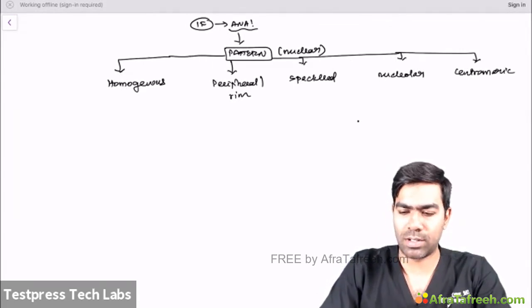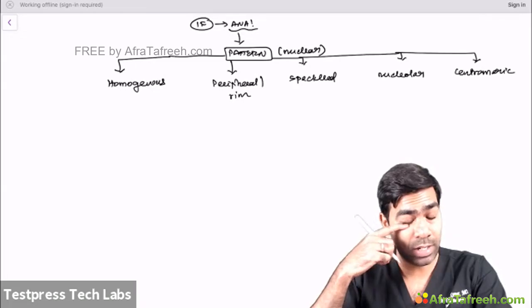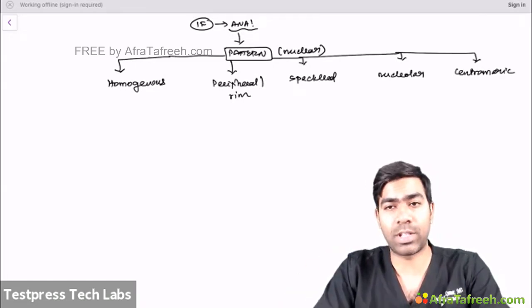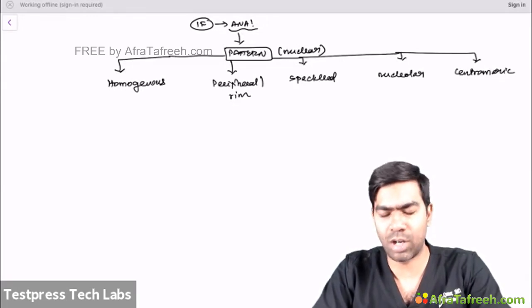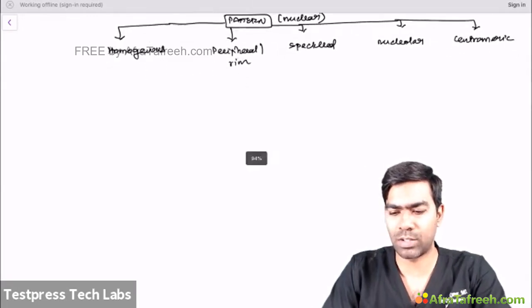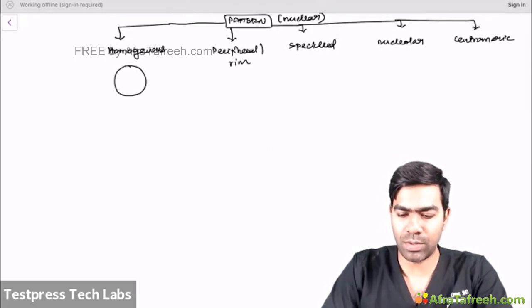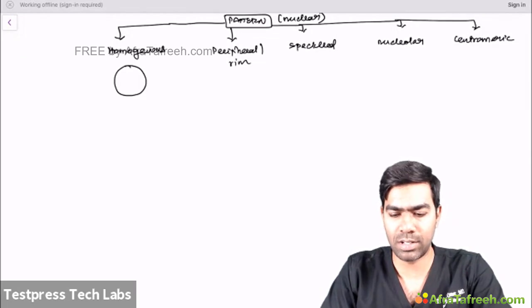Centromeric pattern. Of course, everyone would have studied this in pathology already, because nowadays every pathology teacher is basically teaching this. It's not very important, but they are still teaching it, so it must be easier for you. As far as the homogeneous pattern is concerned, you're going to see a kind of homogeneous appearance.